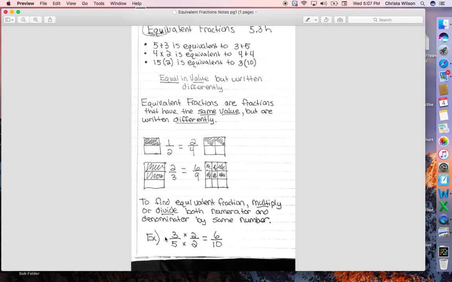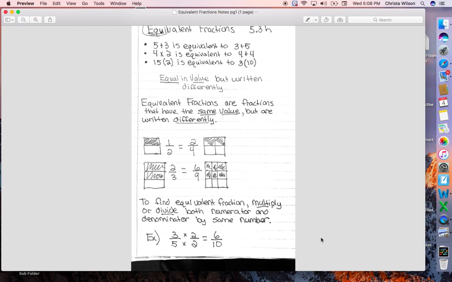So to create an equivalent fraction, 3/5 is in its simplest form right now. Remember prime and composite numbers? 3 is a prime, 5 is a prime. So to create an equivalent fraction for 3/5, we're going to have to make it bigger. So we're going to multiply the top times 2 and the bottom times 2. You have to multiply them by the same thing. And this creates an equivalent fraction of 6/10.